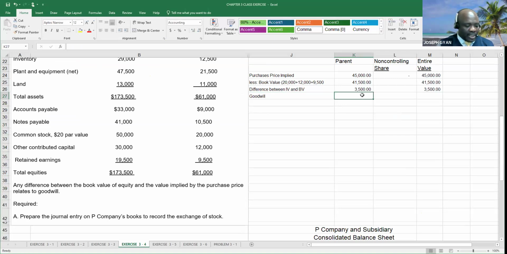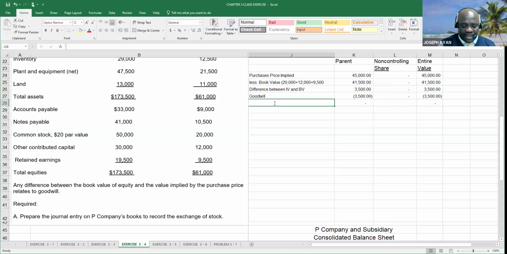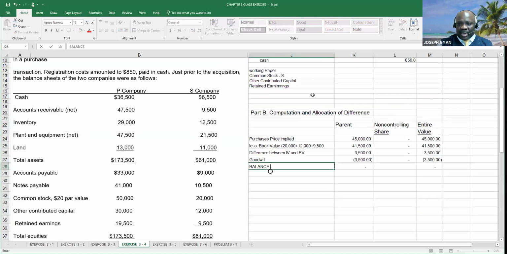So this one is going to subtract 3,500. Subtract the 3,500, so that here is now 0. Remember, there's no non-controlling interest. So now the balance here is going to be 0, because we have allocated everything. So I can do it now. Let's do the working paper here.